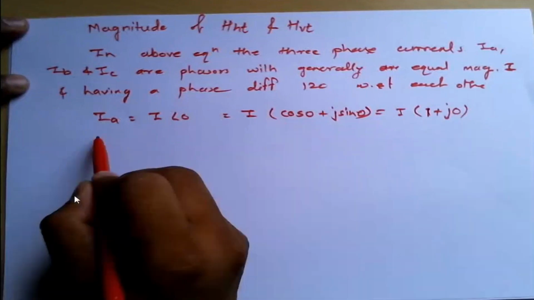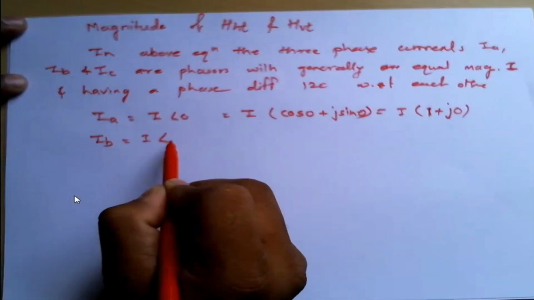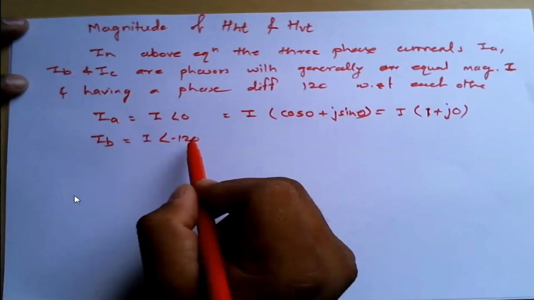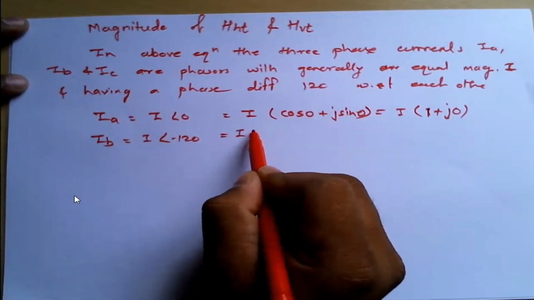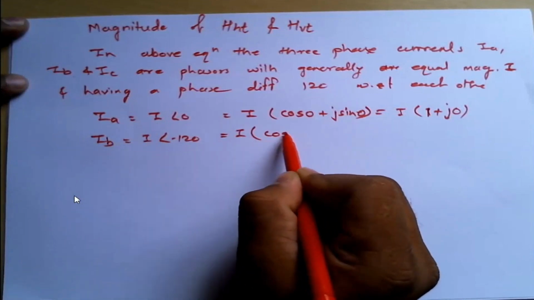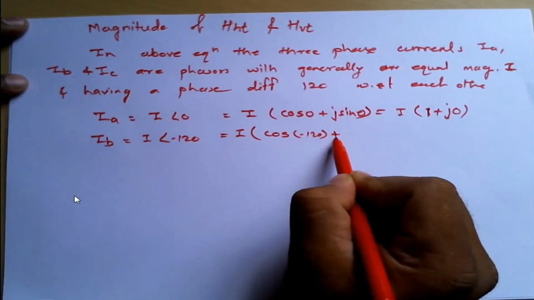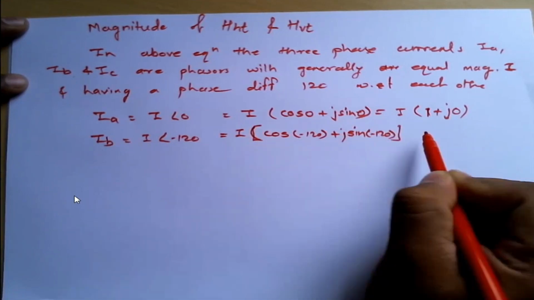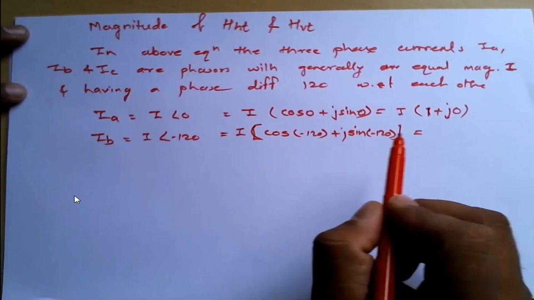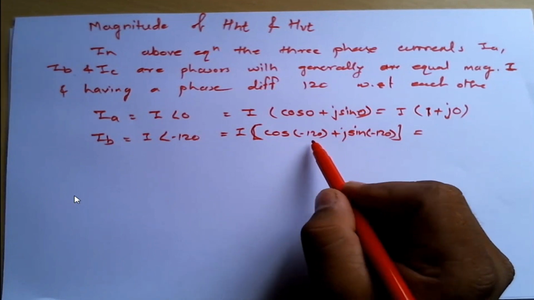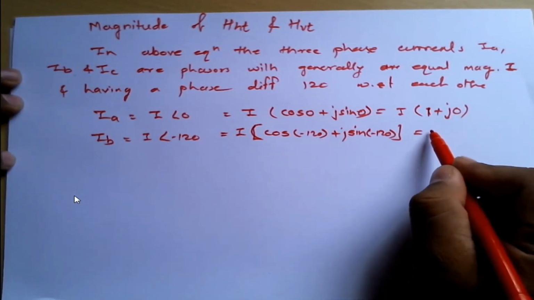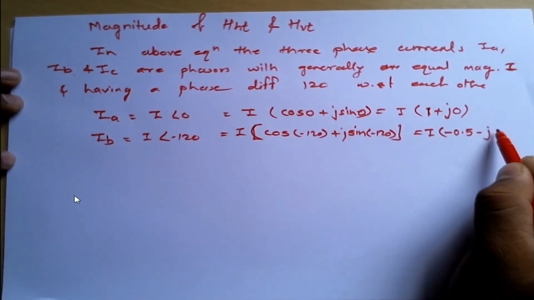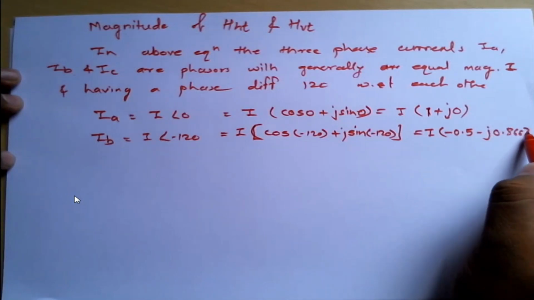Now the same way, what is IB? It is nothing but I at an angle of minus 120. That means it is lagging IA by 120 degrees. So it can also be written as I in bracket cos of minus 120 plus j sine of minus 120 degrees. So what is the value of cos of minus 120? It is minus 0.5 or minus half. So this is I in bracket minus 0.5 minus j 0.866. You can find out by using a calculator.